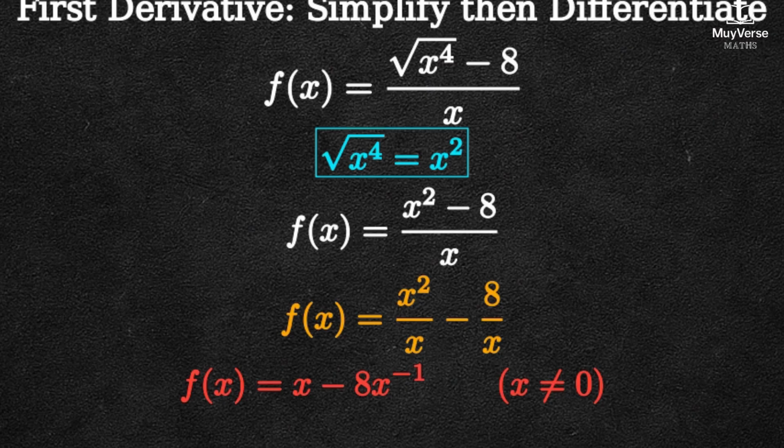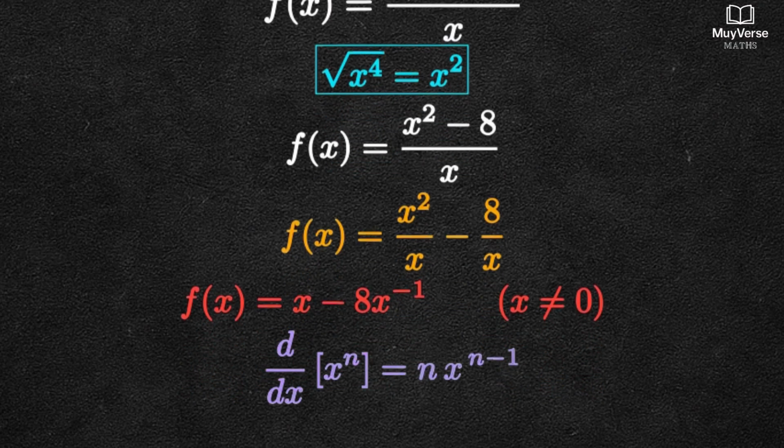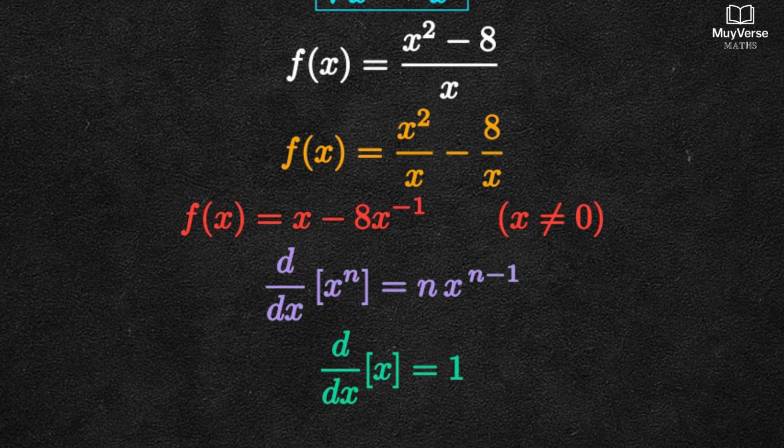Step 2. Differentiate term by term using the power rule. The power rule says the derivative of x to the n equals n times x to the n minus 1. For the first term, the derivative of x to the 1 is 1.